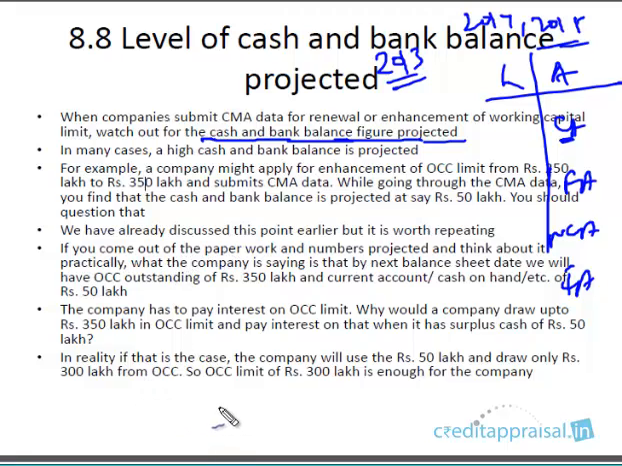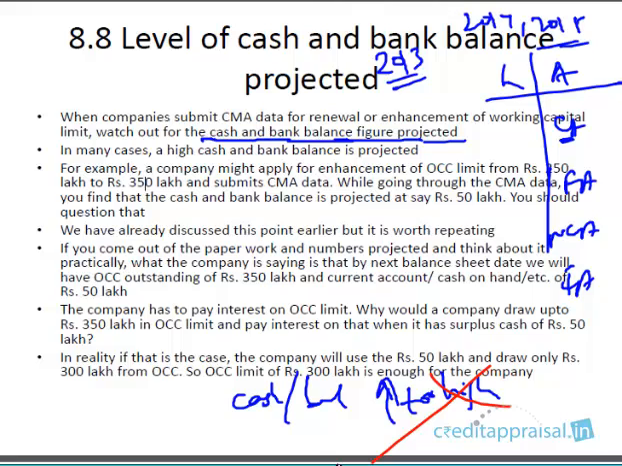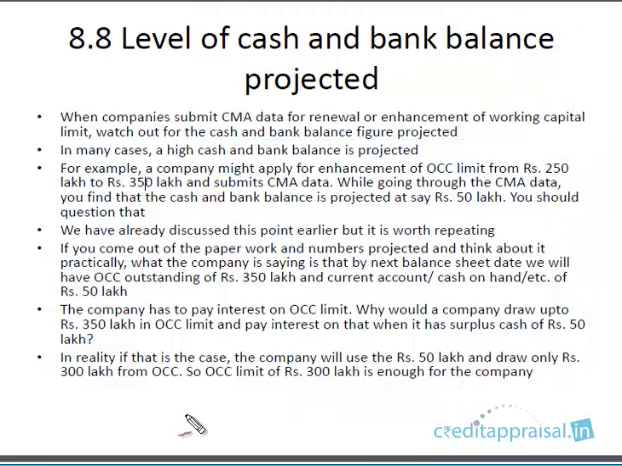You should always see that this item, the cash and bank balance, should not be very high. Too high is not something which is encouraged, because you should understand the logic here. Say for example a company has a CC limit of 250 lakhs. 250 lakhs is the existing CC limit. The company has applied for enhancement to 350 lakhs and submitted the CMA data projections. While going through the CMA data, you observe that the projected cash balance is 50 lakhs. Now you should immediately question this.